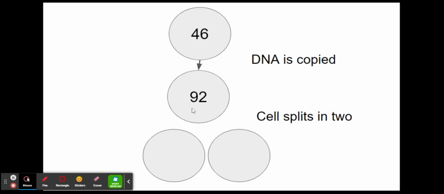So then if these 92 chromosomes are split in half, how many is each cell going to get? Each cell is going to end up with 46 chromosomes. Hey, that's the same as what we started with, which is good. If I'm making a copy of a skin cell because I need to replace some skin cells, it would make sense that I would want them to be the same as the one I was copying.